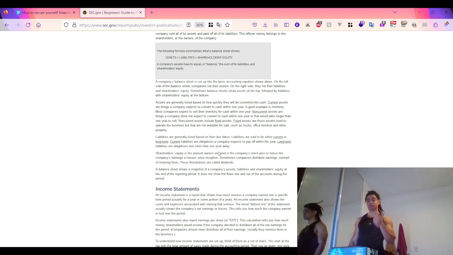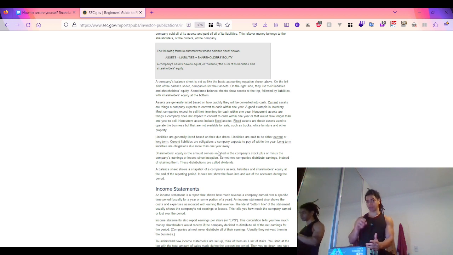prepaid expenses such as health, vehicle, home, life, liability, disability, and long-term care such as home health care or nursing home care. Inventory is another operating asset.